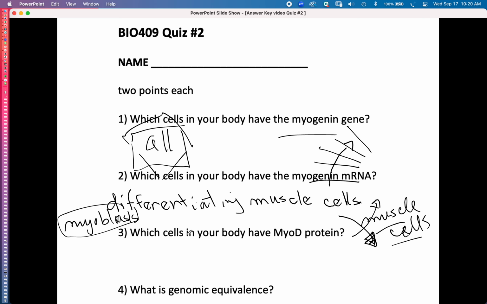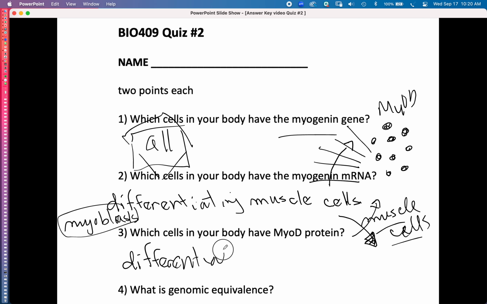Okay, which of your cells in your body have the MyoD protein? So another really central concept. They have to be making the mRNA to have the protein, and if they're making the mRNA, there's a really good chance. It's unusual for the mRNA to be present and the protein not be present. So it's a 99% safe bet to say differentiating muscle cells. And you might feel that it seems like a trick question because the answers to these two questions are the same. But I'm testing that awareness that if you aren't expressing the gene, you don't have the mRNA or the protein.